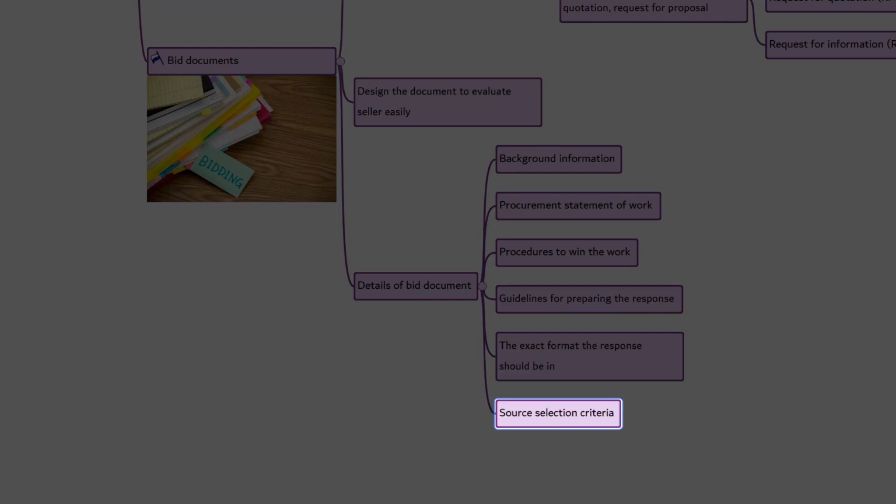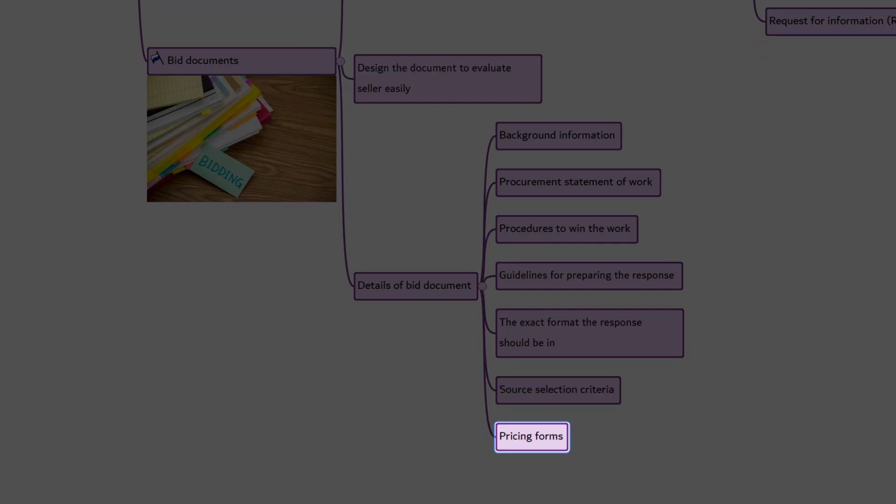The criteria the buyer will use to evaluate the responses from the sellers, such as number of years in business, number of previous projects done, quality of response, or price, etc. Pricing forms. Pricing forms adequately describe the price to the buyer.